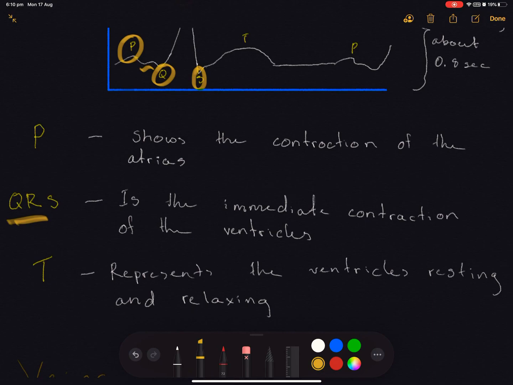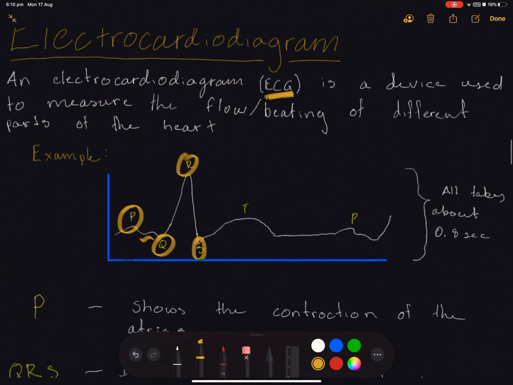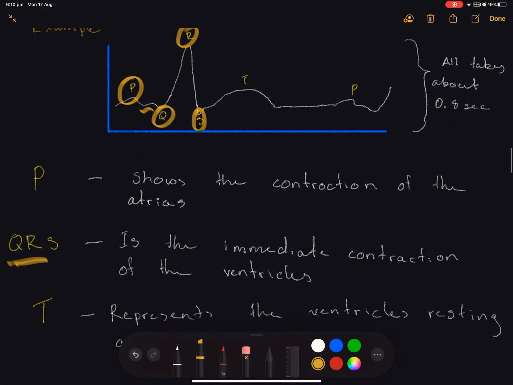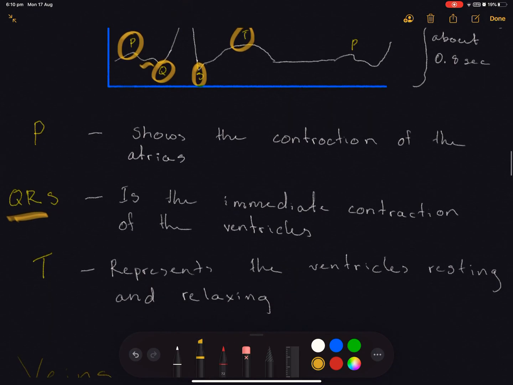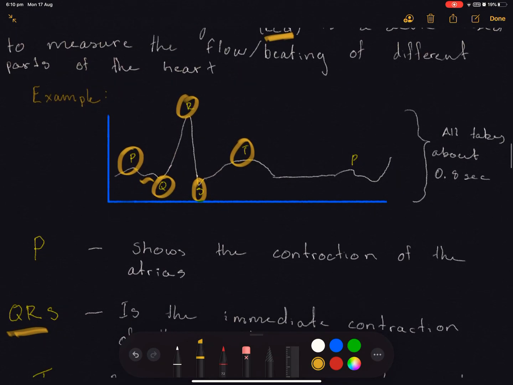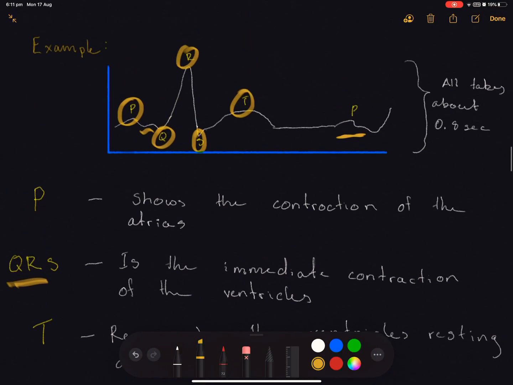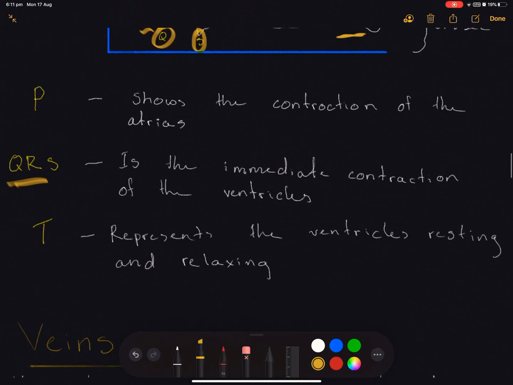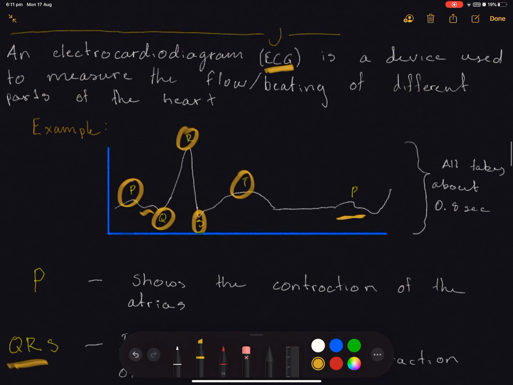after which the R and the S, as stated here, is the immediate contraction of the ventricles. So that's the part where these two valves close at the same time, right? Okay. And then the T represents the ventricles resting and relaxing, after which the whole process starts again about here. You don't have to go into any sort of disorders, but you do have to understand what a healthy heart would look like on an ECG diagram.